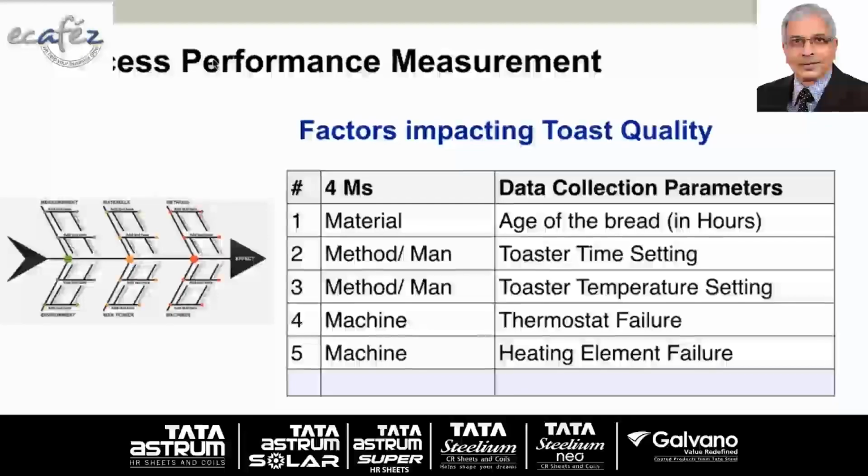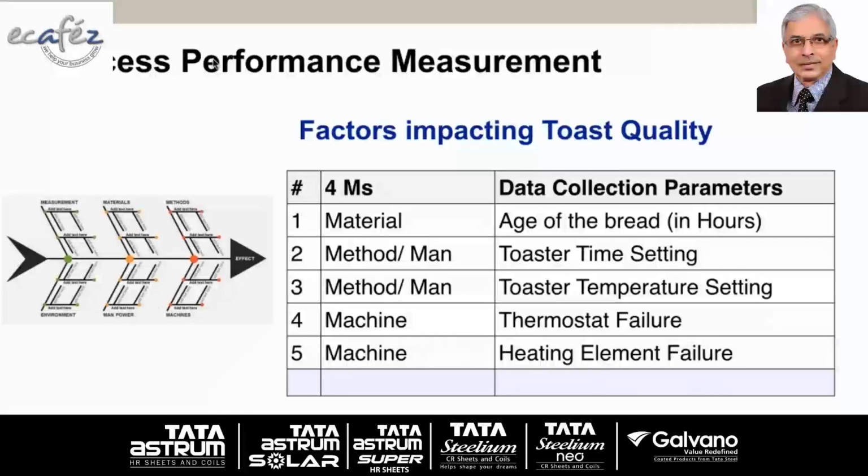Next comes the analyze phase. Now we have enough data. So what are the 4 M's? These are the 5 factors which impact the quality of the toast. The material factor is the age of bread in hours. It is indirectly the moisture content in the bread.